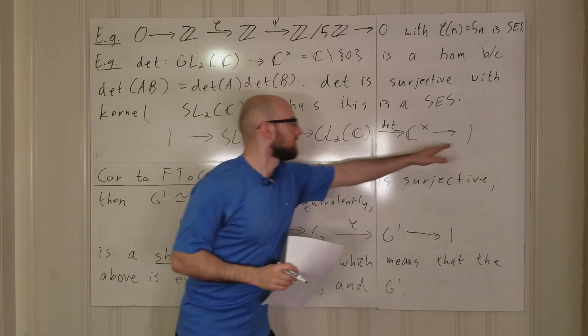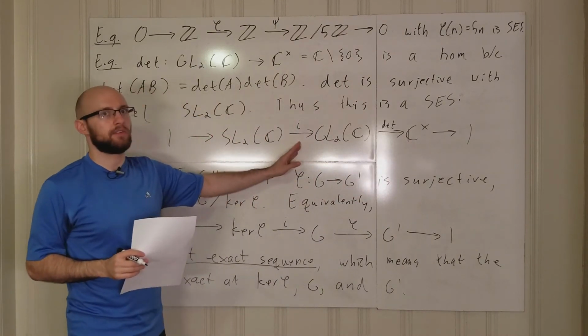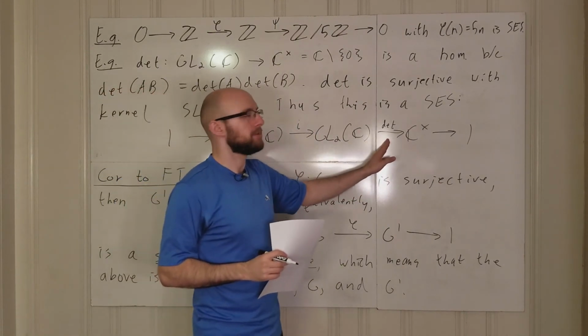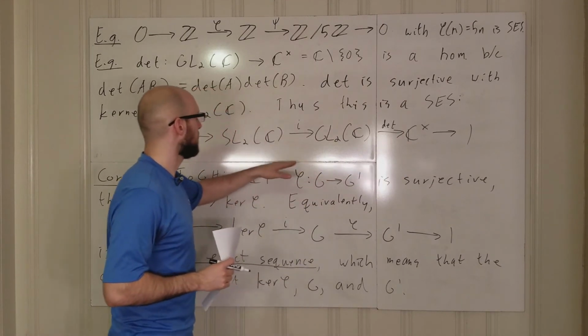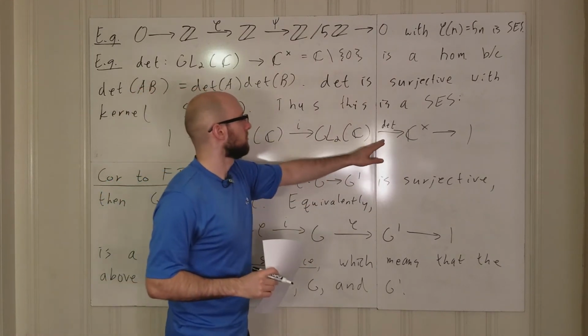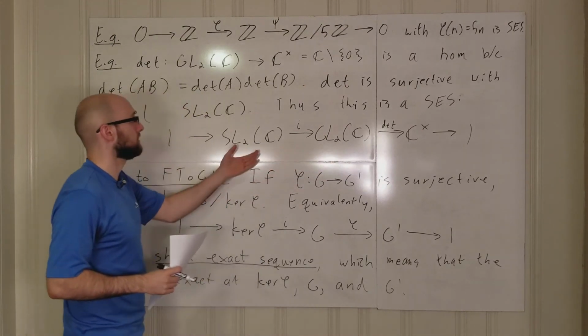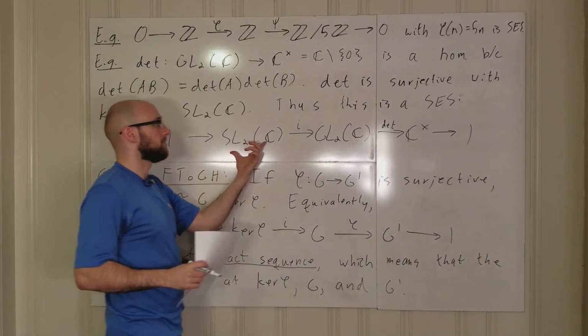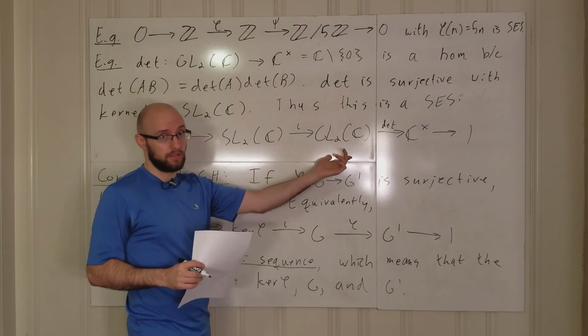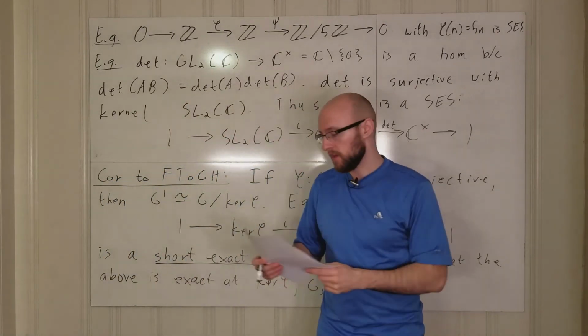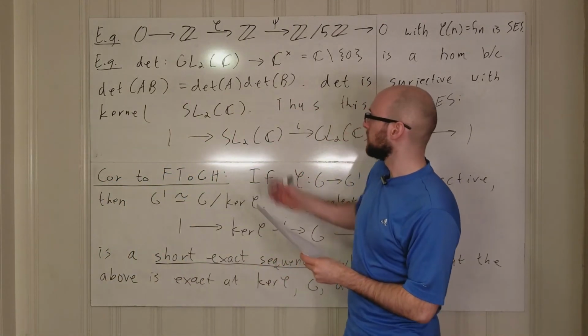Inclusion is obviously going to be injective. The determinant we just said was surjective, and the kernel of the determinant is SL2C, which is precisely the image of SL2C under the inclusion map. And so there we go.